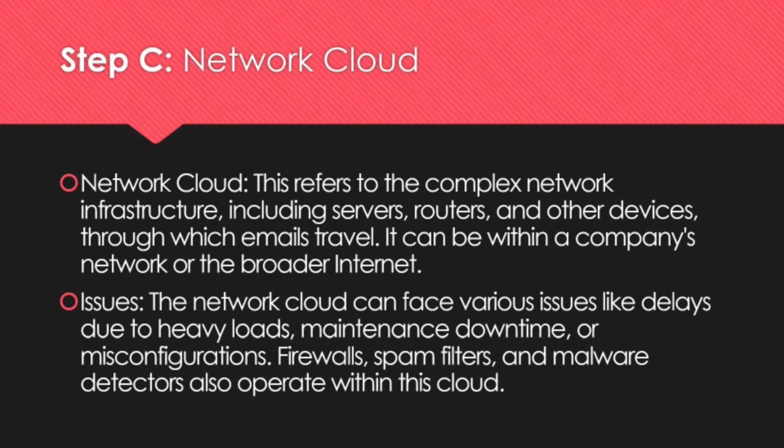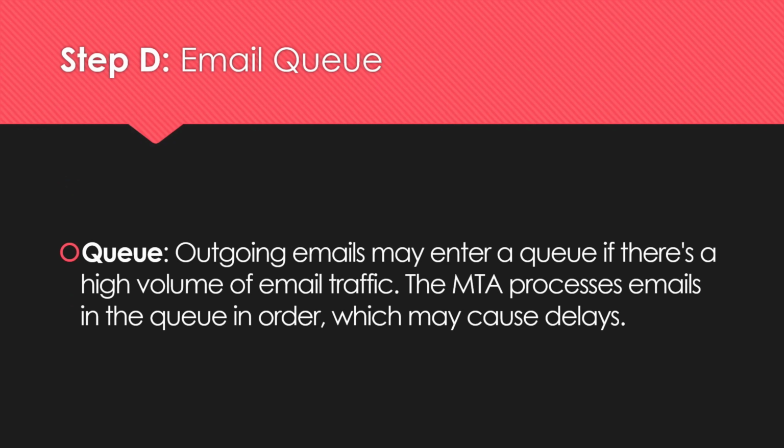Moving to the next step, that is step D, email queue. Outgoing emails may enter a queue if there is a high volume of email traffic. The MTA processes emails in the queue in order, which can cause delays.